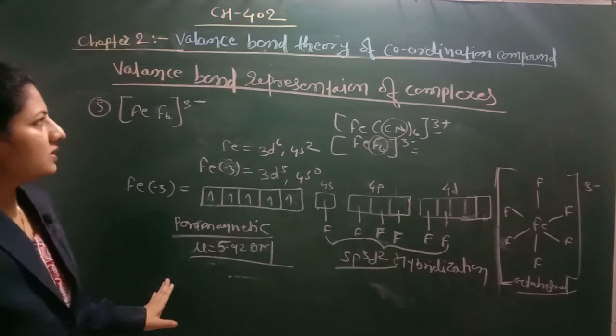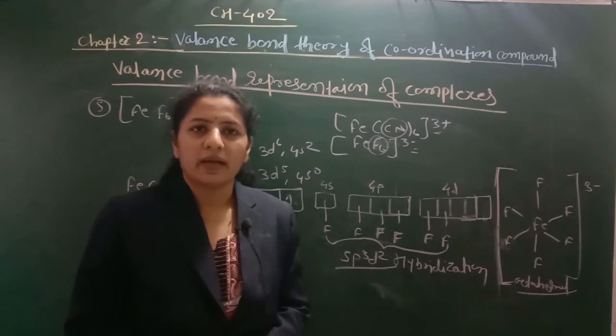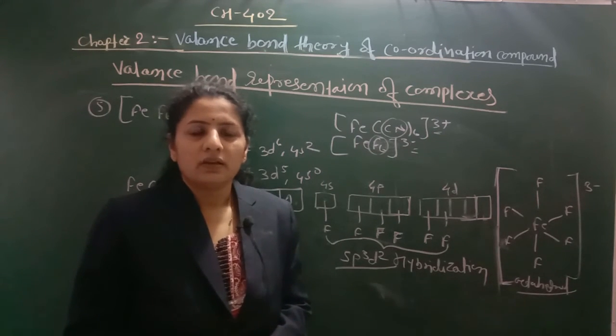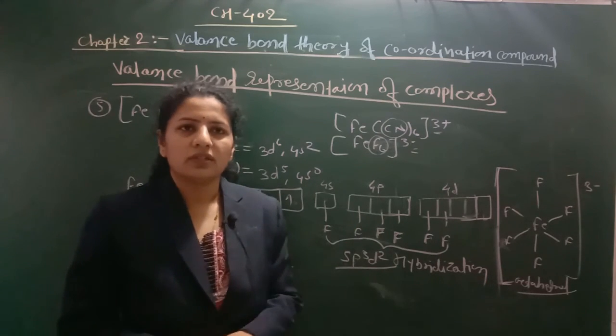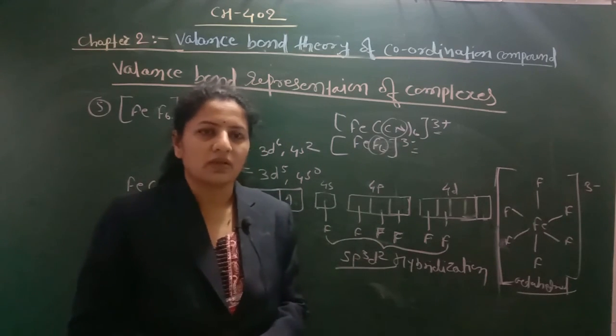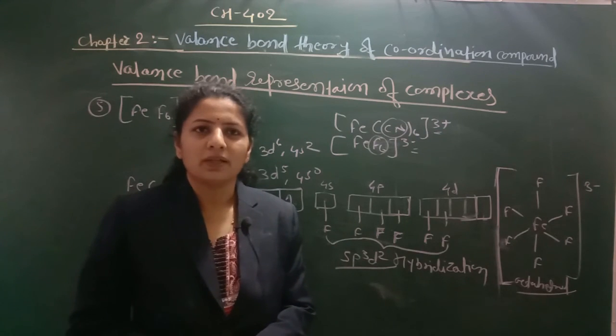So this is all about hybridization and Bohr magneton depending upon the valence bond theory, and how it is perfectly and lucidly explained by VBT. These are all general valence bond representations of complexes. Now we will stop here. Thank you.